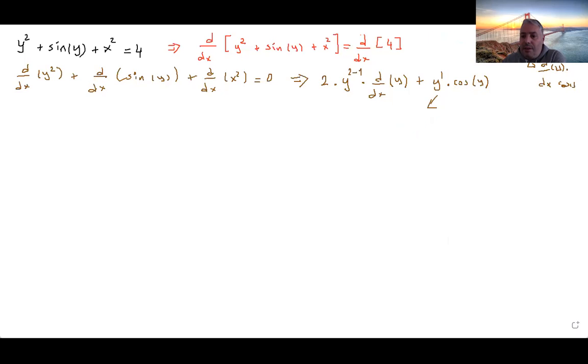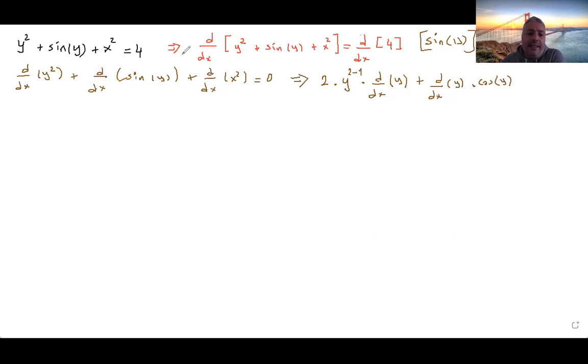I am also cleaning this part. So maybe since I have started this way, let me continue that way. So the derivative of sine of y will be d/dx of what I have in the parentheses, times cosine of y, since it was the rule. Again, the derivative of sine of u is u prime times cosine of u.